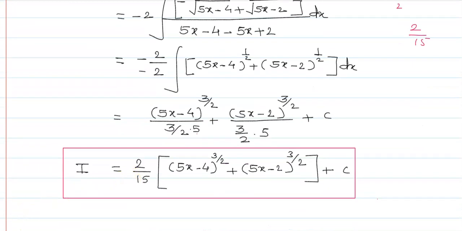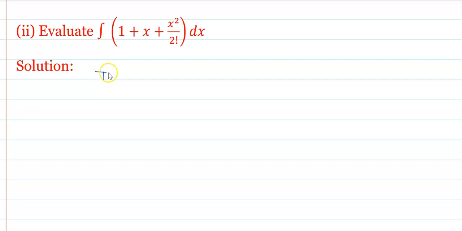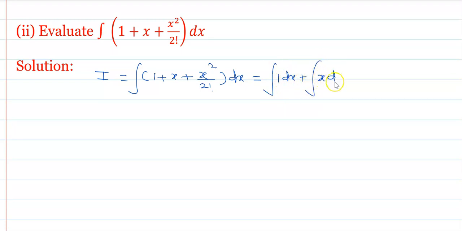Okay. Now the next problem. Question number 2. Evaluate the integral. What is that integral? 1 plus x plus x square upon 2 factorial. Integral in bracket 1 plus x plus x square upon 2 factorial, bracket complete, into dx. Now we'll find out its integral. Integral of 1 dx plus integral of x dx plus integral of x square upon 2 factorial, means 1 upon 2 factorial into integral of x square dx.